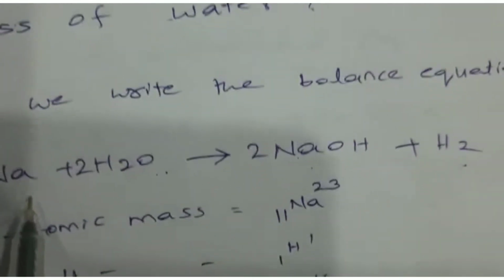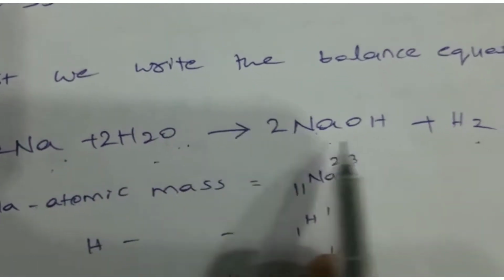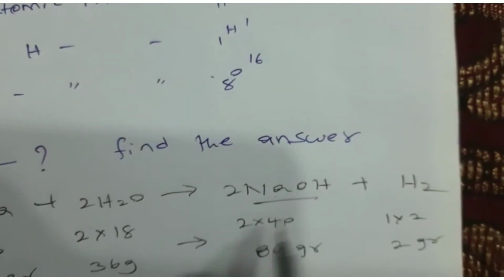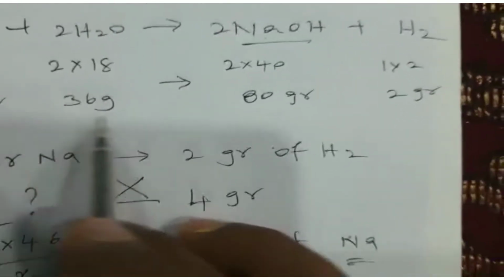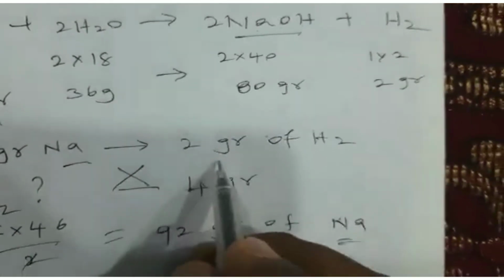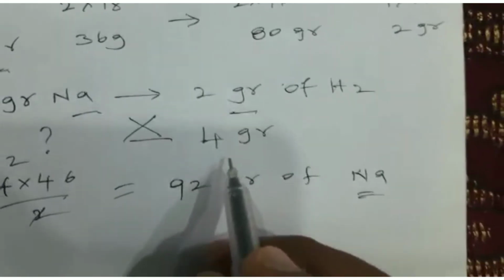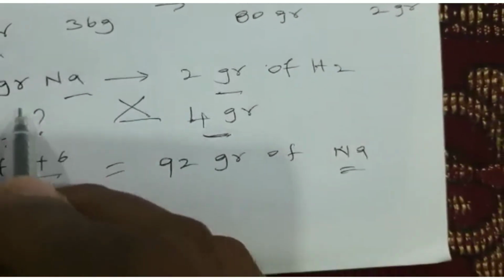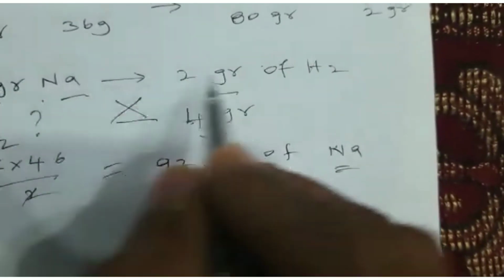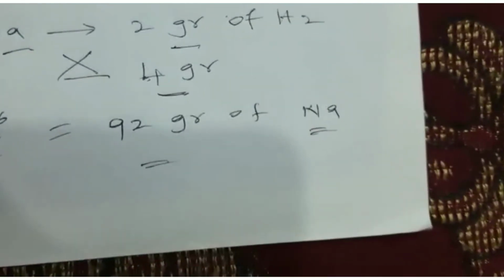So the reaction: sodium reacting with water, forming sodium hydroxide and hydrogen gas. So we write the balanced equation and atomic weights in grams. Here 46 grams of sodium forms 2 grams of hydrogen. So to get 4 grams of hydrogen, how much sodium is required? Cross multiplication, 4 into 46 by 2. So 92 is the answer. Good.